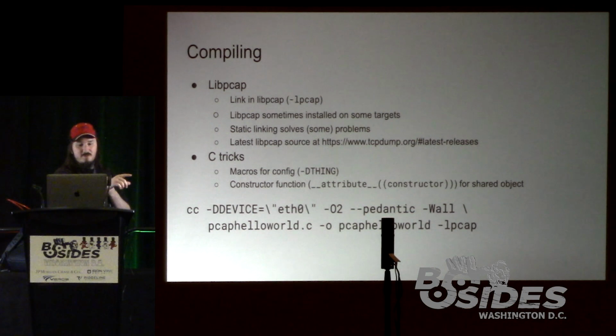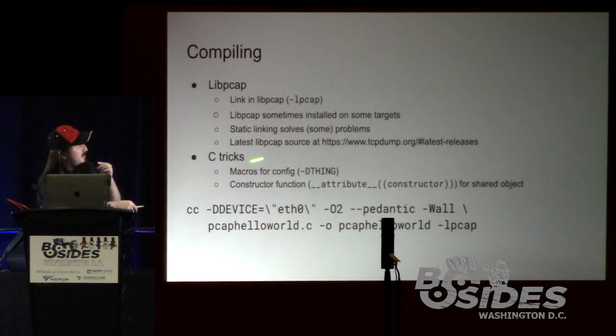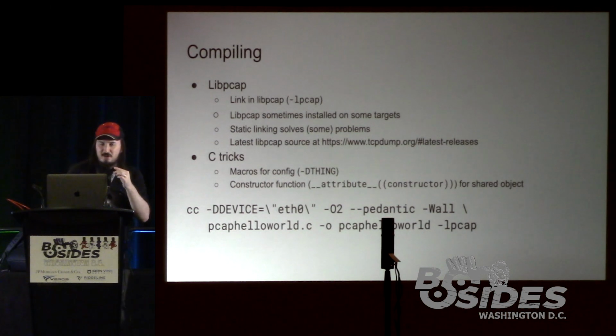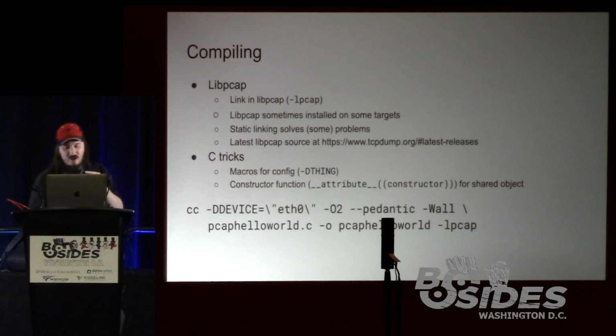-D-thing, -D-something, -D-interface, -D-device is a great way to set a device, if you know what's on target, but you don't want to have to do some sort of config file or just guess at the right interface. And it's also really handy to use a constructor function. If you're shoving a shared object into memory, a constructor function is a great way. Just fork, spawn a couple threads, and it will save you a lot of pain.